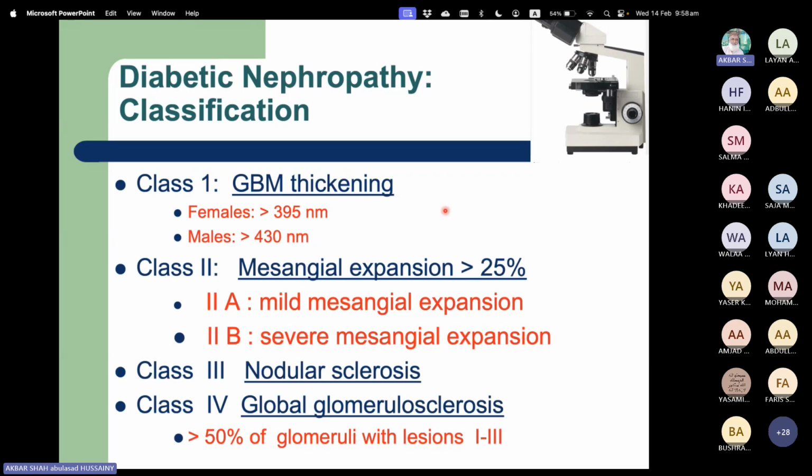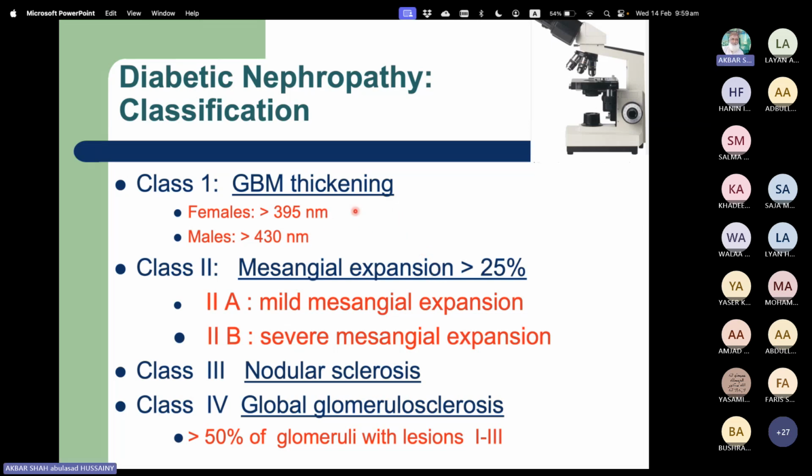Classification of diabetic nephropathy is the same as the histology we just saw, but they're just given a special name to it. Class 1 is the glomerular basement membrane thickening. It's all trying to make it difficult for everyone to remember 395 nanometers, etc. So just the same fancy thing to classify. I think these are important for the nephrologist, for the treating clinicians, that what is the diagnosis by the pathologist. Accordingly, they make the decision to treat.